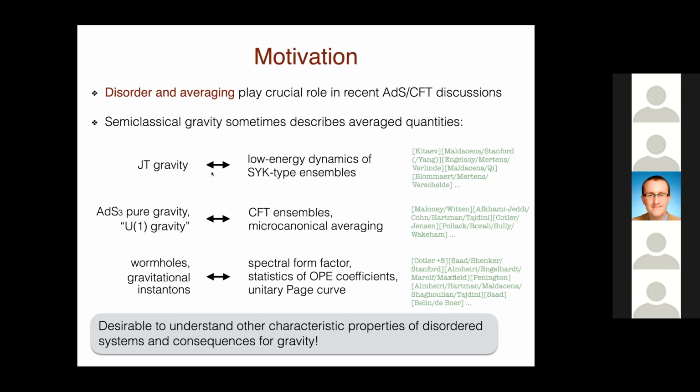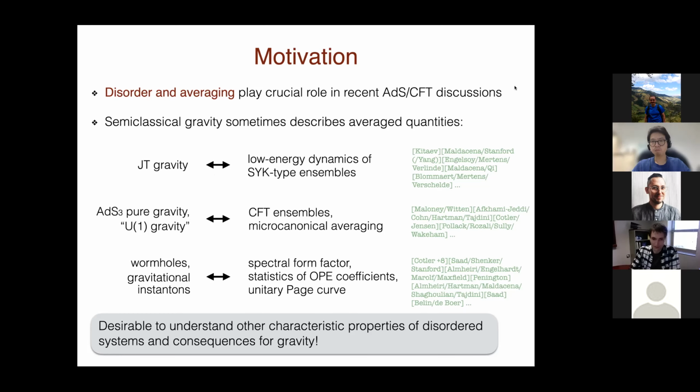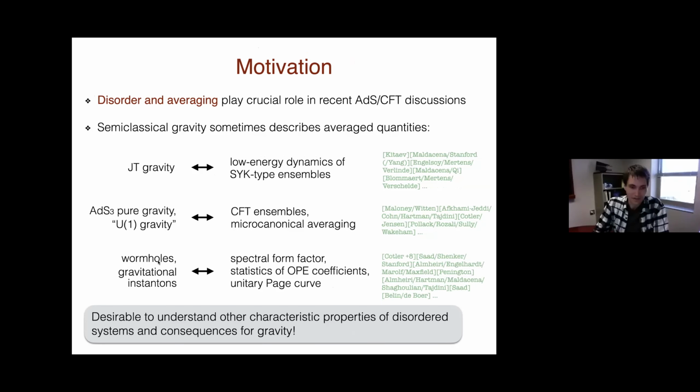The paradigm being JT gravity, which describes the low energy dynamics of SYK type ensembles, and then various generalizations of these ideas and different notions of averaging over other ensembles, other theories, or microcanonical windows, or time, or all sorts of things, which are then in turn related to interesting quantities in gravity, such as space-time wormholes, gravitational instantons, and so on. So it's very desirable to understand other characteristic properties of such disordered systems and what they mean for our understanding of AdS/CFT.